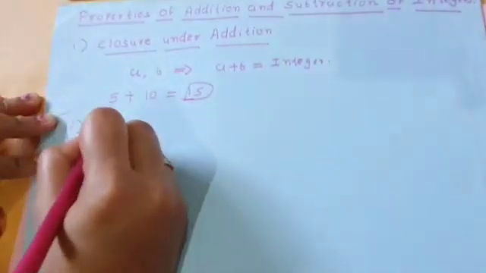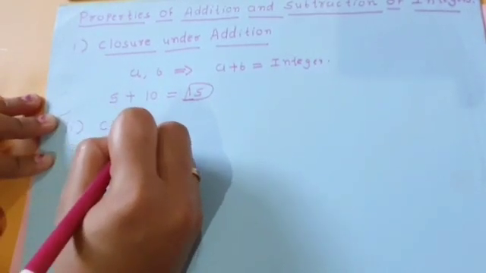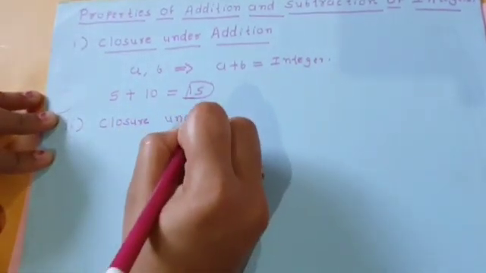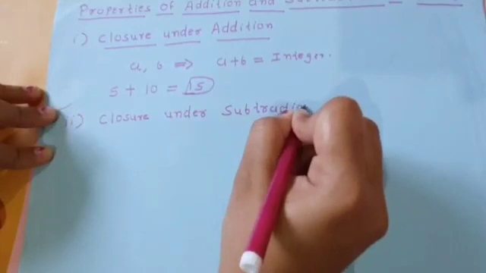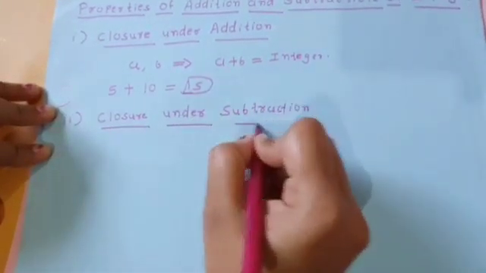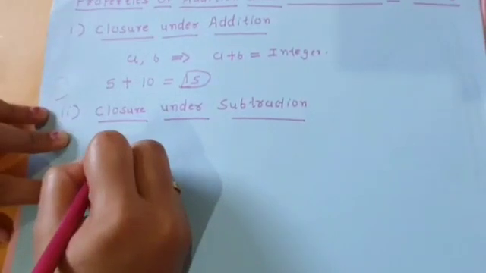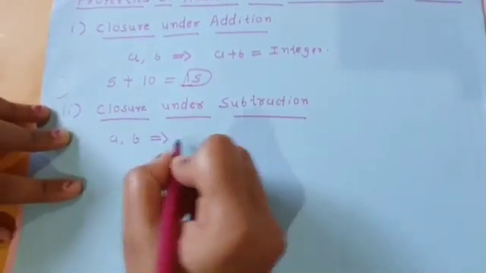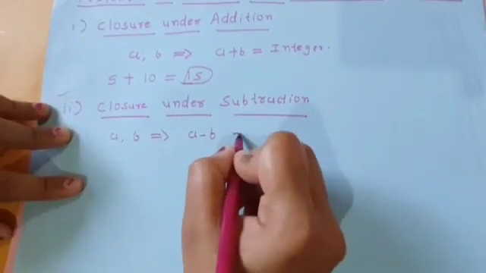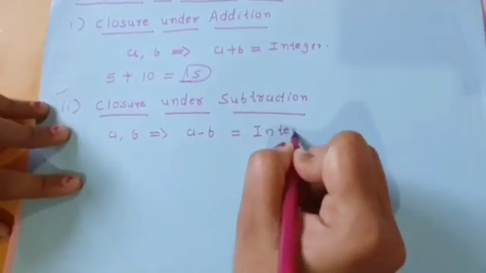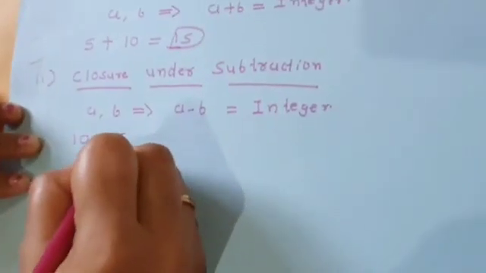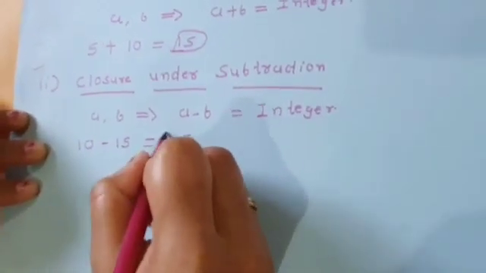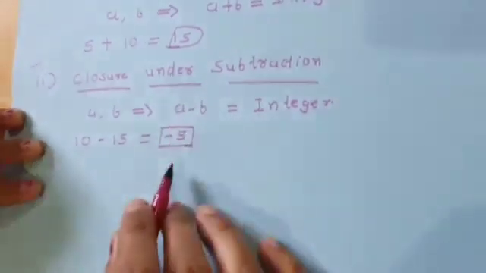Next one, closure under subtraction. Here if A and B are any integers, then the subtraction of A and B is also an integer. If we subtract 15 from 10, the answer is minus 5. So minus 5 is also an integer.